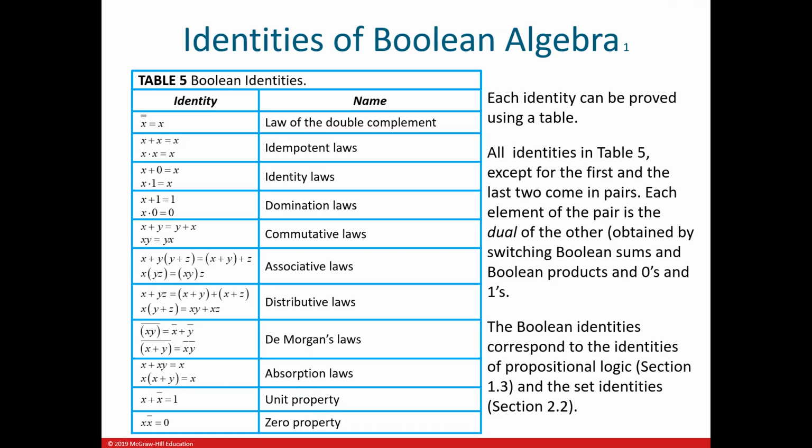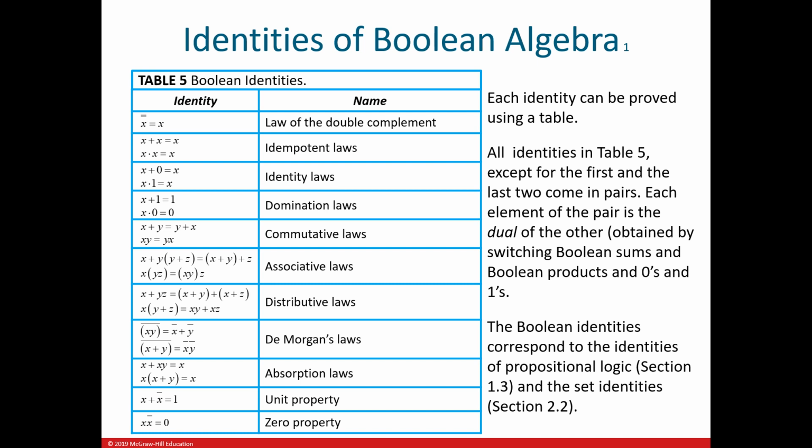Then here are some identities of Boolean algebra, very similar to what we saw. You can see that whenever there is a double complement, so you complement x once and then you complement it again, then you get your original x. So if you have 0, if you complement it, you get 1. You complement it again, you get 0 back.